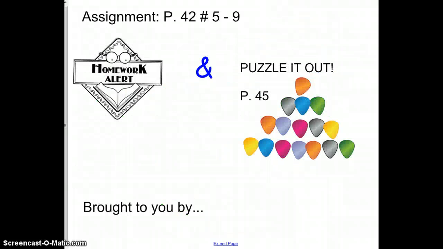All right, then you have a homework assignment, page 42, numbers 5 to 9. And there's a puzzle on page 45. Give that a try. You could use pennies, you could use coins, you could even just draw it out and try it with a partner. I think everybody so far in this class has somebody else to take it with, so try it with a partner.